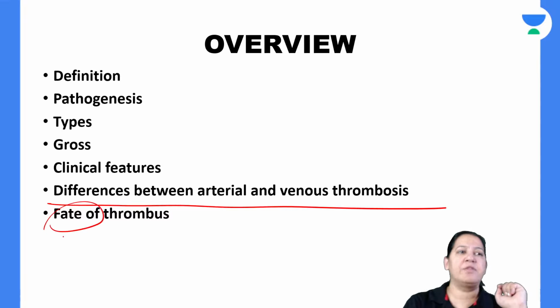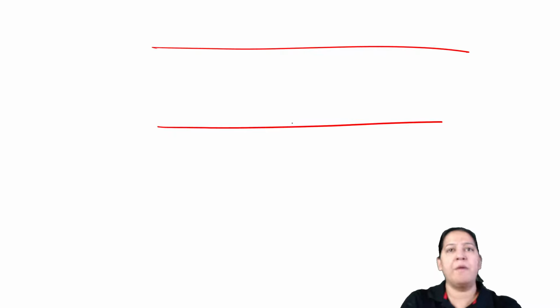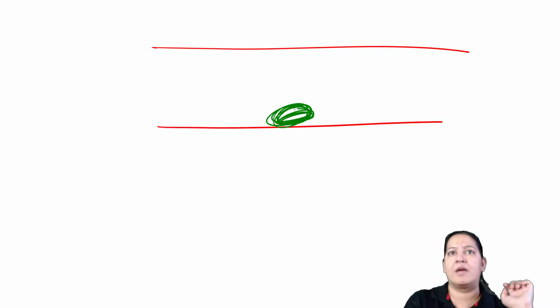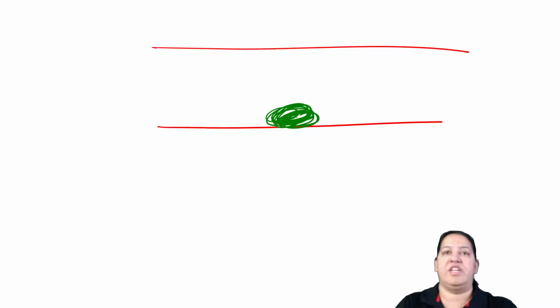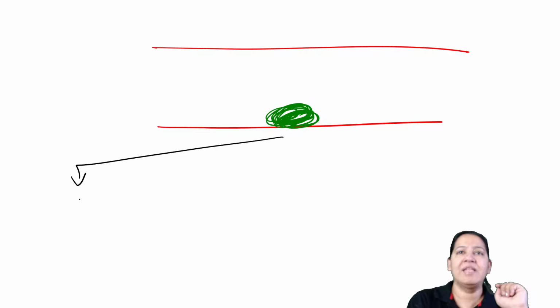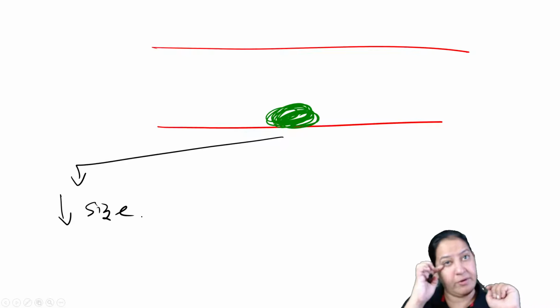Now tell me the fate of the thrombus. What will happen? Imagine a situation: a thrombus is there in the artery or vein. So this is the diagram of a thrombus. Without injury, a thrombus is there, either in an artery or vein. What can be the various fates? Either with time it decreases in size.